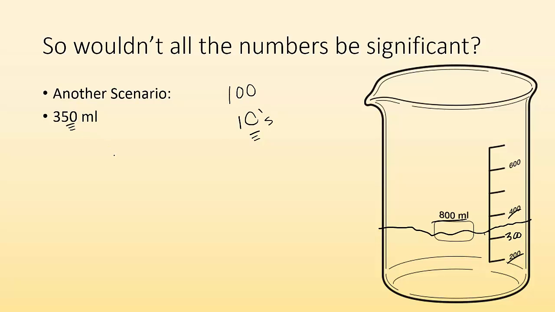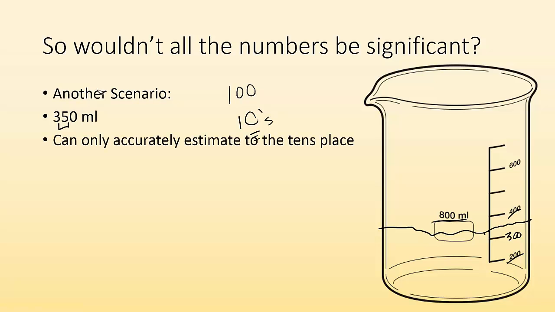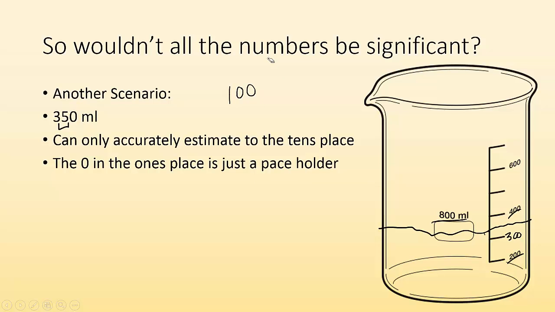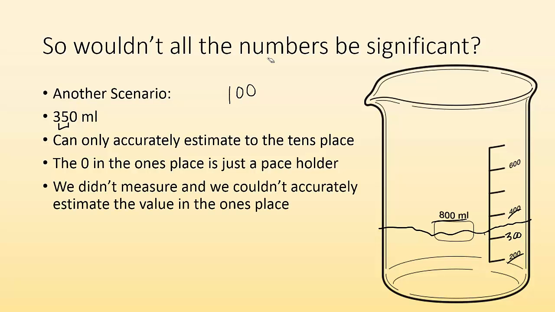which means I don't know what's going on in this ones place at all. That 0 that's there is a placeholder 0. I don't know what it is. I didn't measure it. I didn't estimate it. I estimated the 5 in the tens place, so that's important. But that 0 is just a placeholder 0. I didn't measure or estimate anything for it because it's beyond my precision. So you can only accurately estimate to the tens place, right, for this example. And the 0 in the ones place is just a placeholder because I can't put 35 because I got 350, and those are different numbers. All right, so we didn't measure and we couldn't accurately estimate the value in the ones place, so it's not significant. That 0, not important.